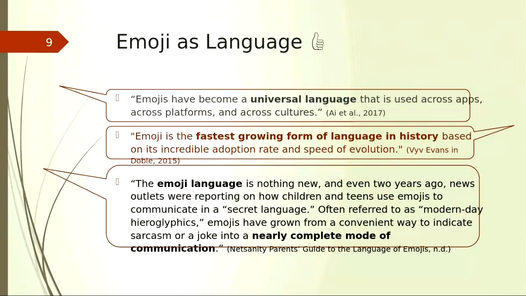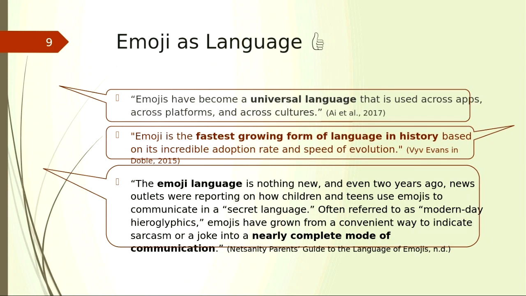So quite a lot of people have speculated that emoji are a language or are becoming a language. So for example, emojis have become a universal language that is used across apps, across platforms, and across cultures, said A et al. in 2017. Or Viv Evans is quoted as saying, emoji is the fastest growing form of language in history based on its incredible adoption rate and speed of evolution.